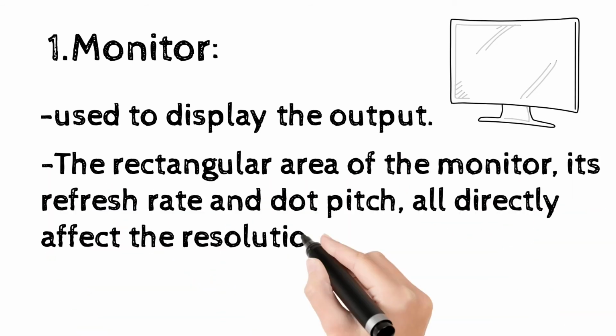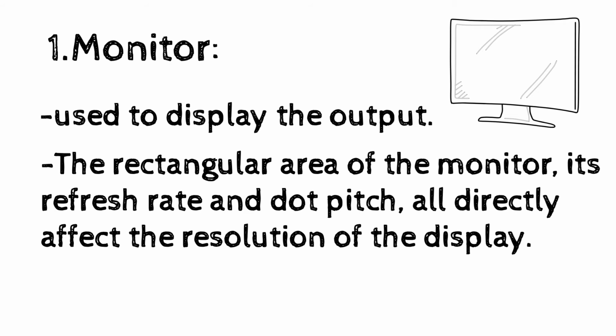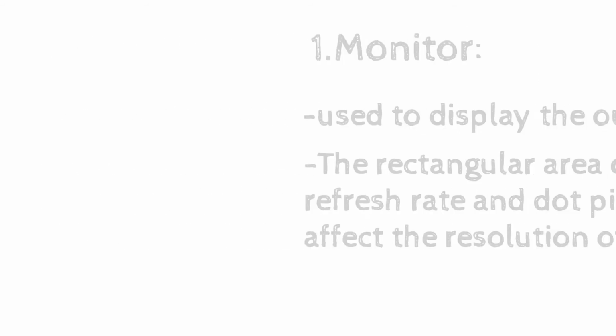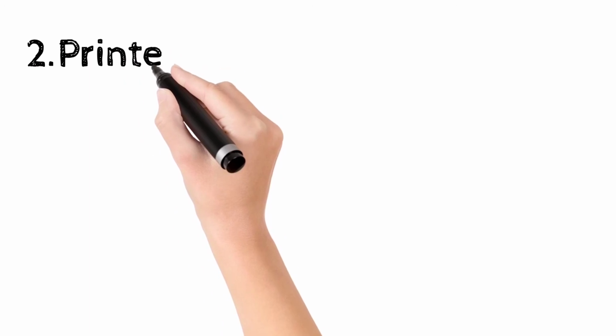Rectangular area of the monitor, its refresh rate, and dot pitch all directly affect the resolution of the display. Resolution refers to the clarity of the screen and it is measured by the number of individual tiny colored dots, also known as pixels, which are scattered on the screen.